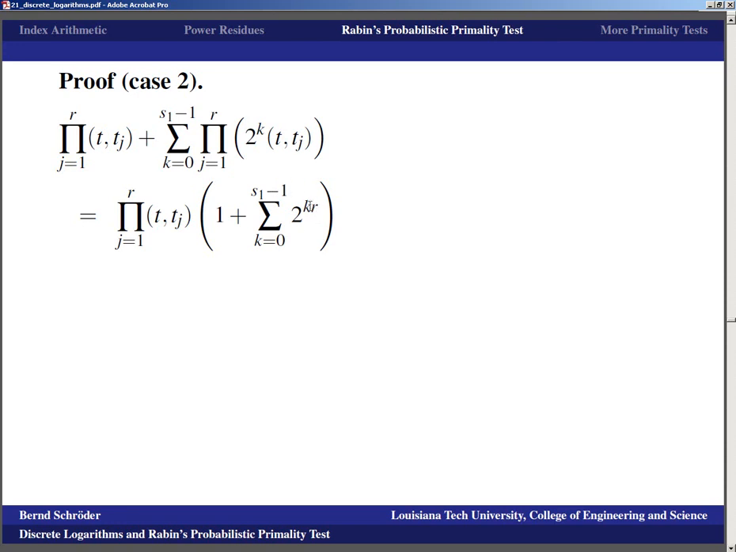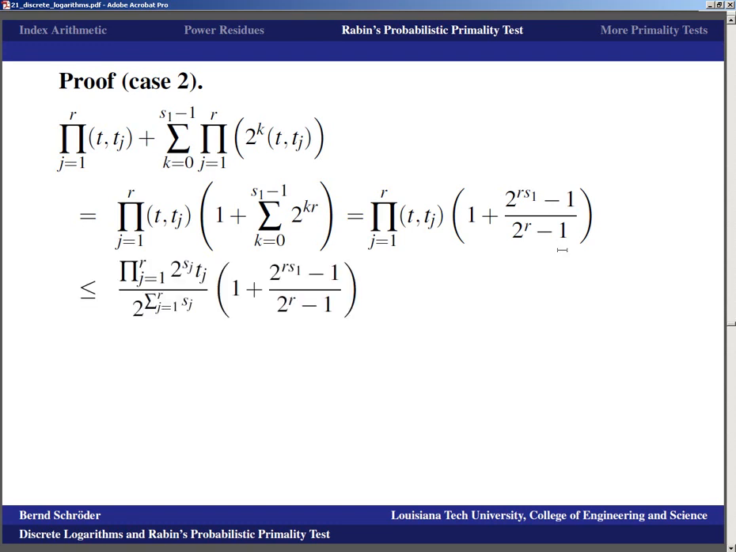Now this is really nice because this is just a geometric sum. So this is the product j equals 1 to r, greatest common divisor of t and tj, times 1 plus 2 to the r s1 minus 1 divided by 2 to the r minus 1, and that's because the summation formula would give us 2 to the r to the s1 minus 1 plus 1, and then the plus 1 and minus 1 of course cancel.